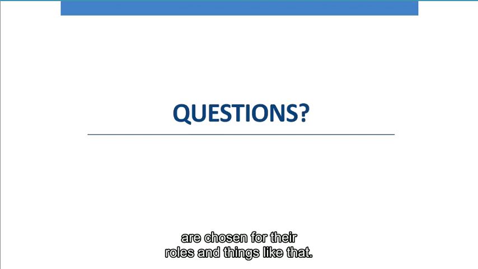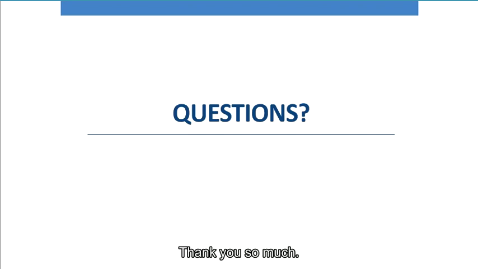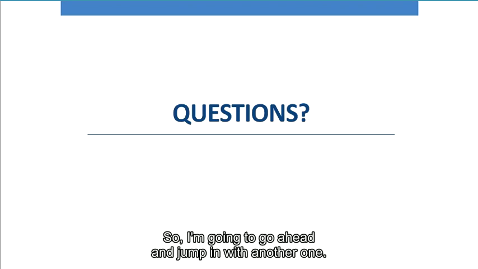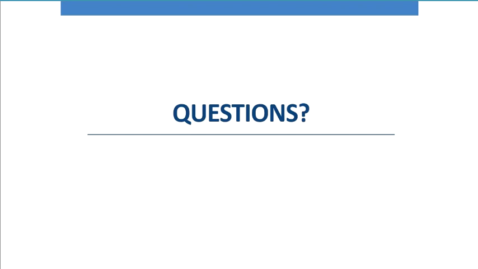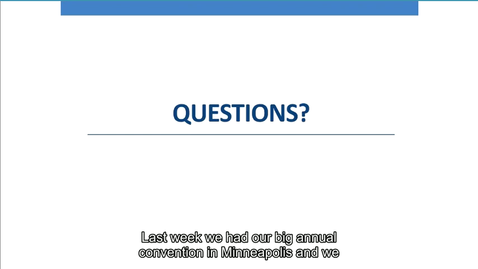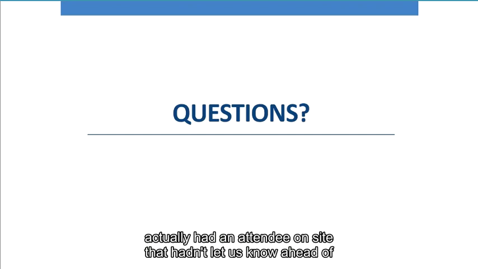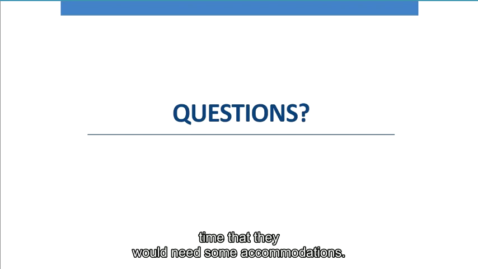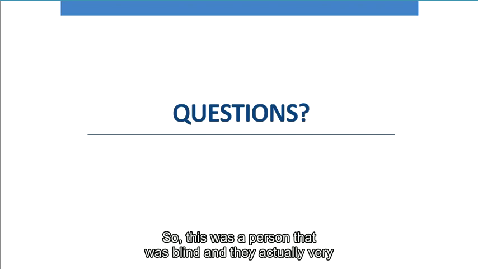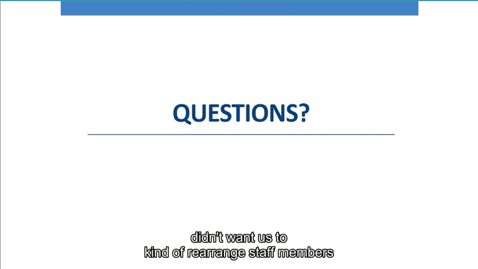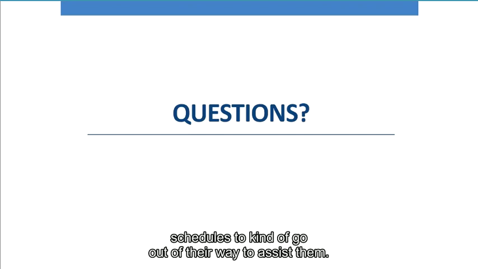Great, thank you so much. So there's still no other questions, so I'm going to go ahead and jump in with another one because this is something that actually just happened to us. Last week we had our big annual convention in Minneapolis, and we had an attendee on site that hadn't let us know ahead of time that they would need some accommodations. This was a person that was blind, and they very intentionally didn't let us know ahead of time because they didn't want us to rearrange staff members' schedules to go out of their way to assist them. So this question is actually for the both of you.